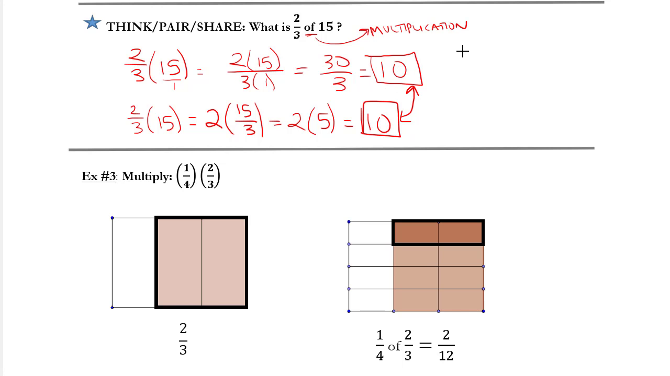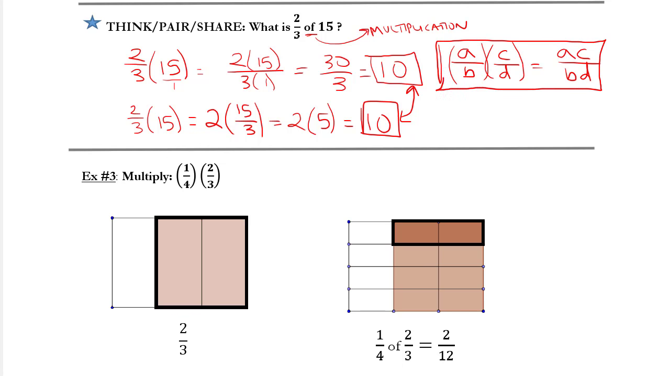In general, how do I multiply with fractions? If I have a over b times, I'll just use parentheses here, times c over d, where a, b, c, and d are just any old numbers, we can just multiply straight across: ac over bd. So this is in general how we multiply fractions.